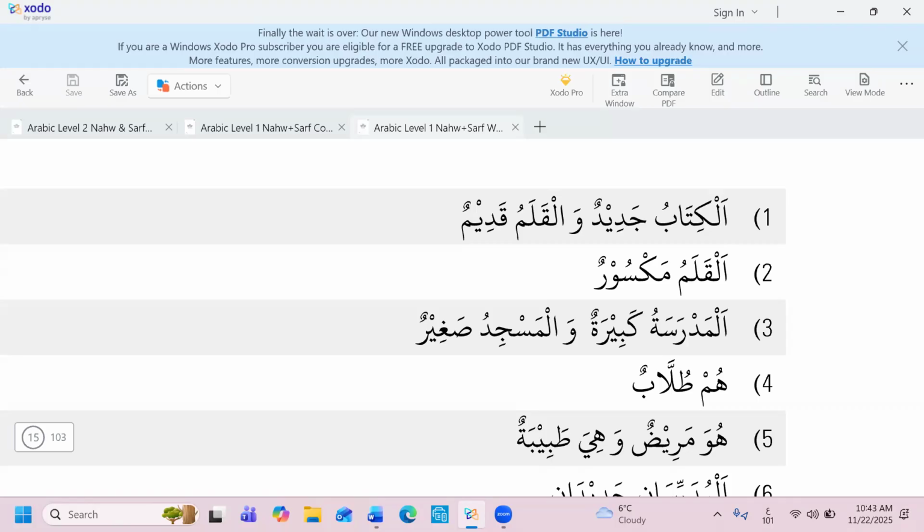What's the form of the dual? Or is it just the same thing? So dual, it would be al-madrasatan. You just do the rule, so it would be the alif noon at the end. Okay, dual. Madrasa and... Okay. The plural was broken. Also, the dual follows the normal rule.